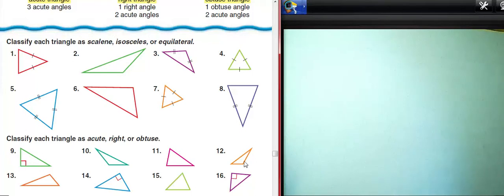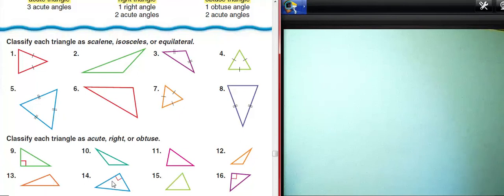Okay. Question 12, we have an angle here, the measure of it more than 90 degrees and less than 180. So this triangle will be obtuse. Question 13, we have three angles, the measure of one of them more than 90 degrees and less than 180. Pay attention to this example, this angle more than 90 degrees and less than 180. So this triangle will be obtuse.